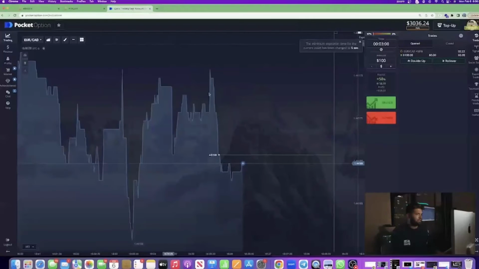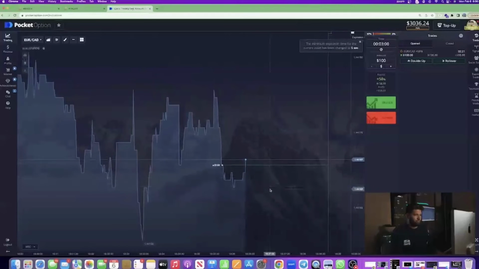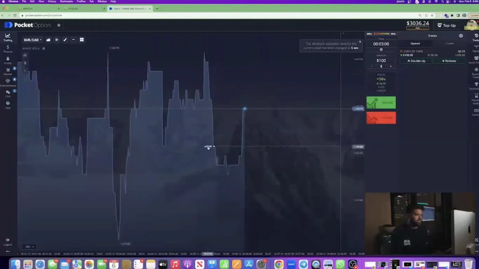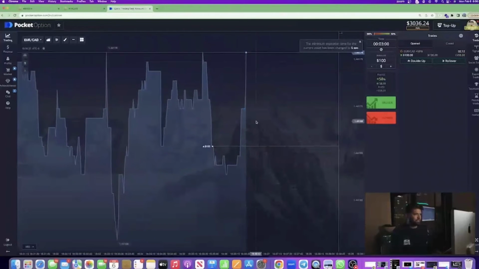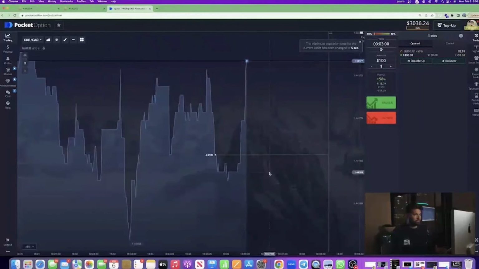So I'm in this trade right now, guys. We got about 2 minutes and 19 seconds left. Price opened up, went down just a little bit. Now it's gone up, guys, like we thought, and it's going in the right direction. We are right now winning this trade.